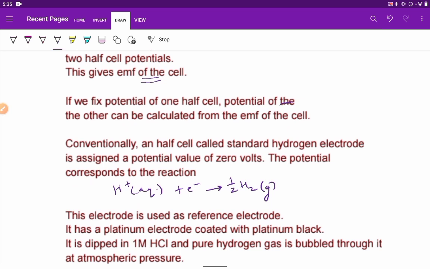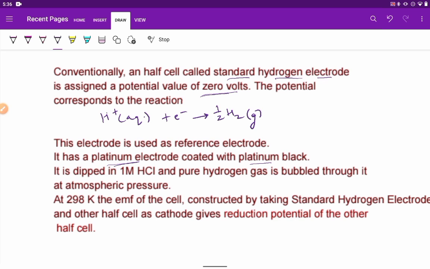Conventionally, a half cell, which is called the standard hydrogen electrode, is assigned a potential value of 0 volts. It is given a potential value of 0 volts and the potential corresponds to the reaction H plus aqueous accepts the electron, gives half H2 gas. This is the reference electrode and it has a platinum electrode which is coated with platinum black. It is dipped in 1 molar HCl and pure hydrogen gas is bubbled through it at atmospheric pressure.